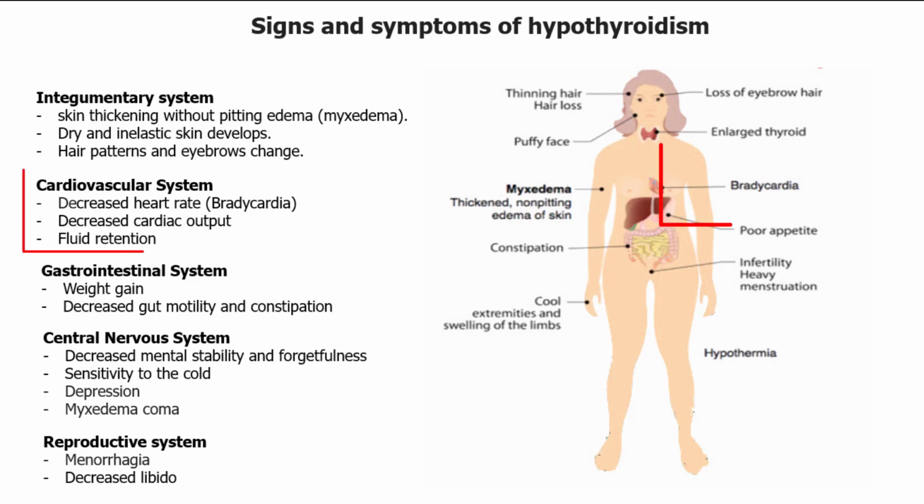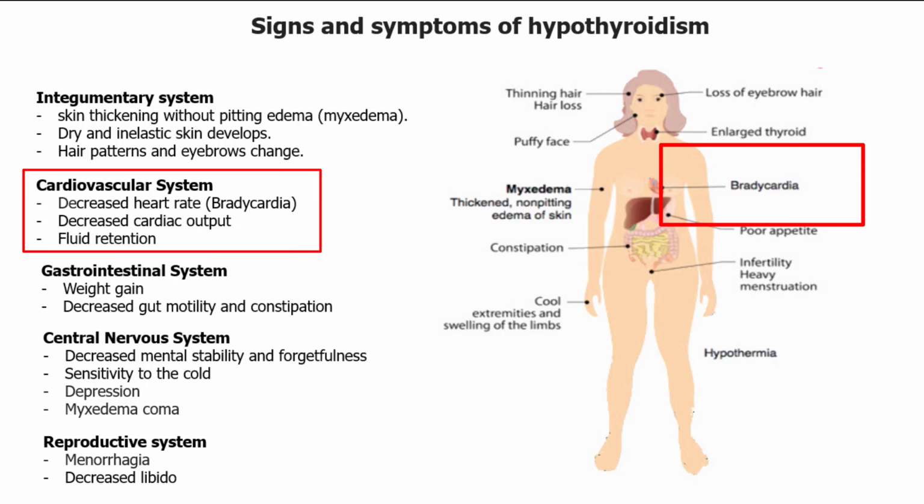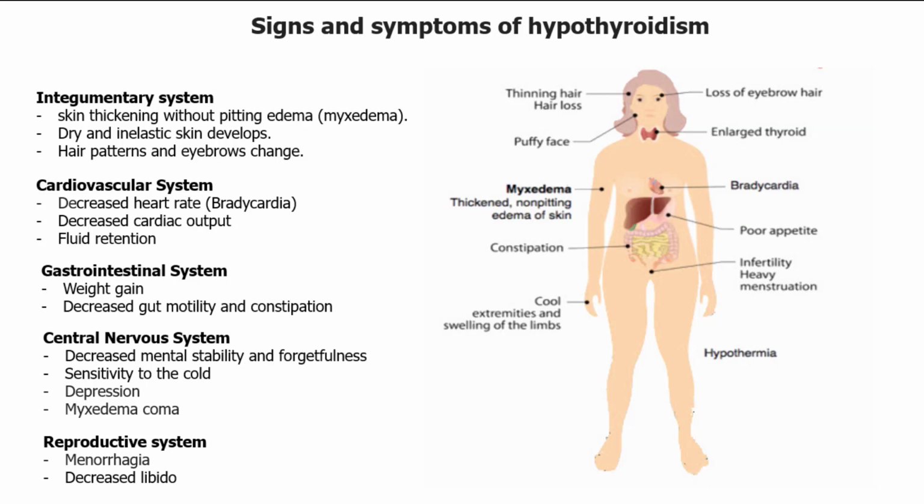With regard to the cardiovascular system, there is a decrease in heart rate, bradycardia, with weakened heart contractions, decreasing the overall functions of the heart. There is also decrease in cardiac output and slow circulation with fluid retention. With regard to the gastrointestinal system, hypothyroidism will slow the actions of the digestive tract with weight gain despite poor appetite. There is also decrease in gut motility and constipation is very common.